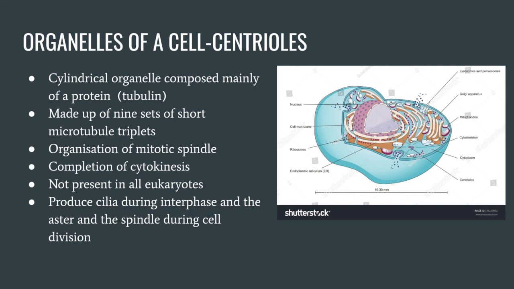The position of the centriole determines the position of the nucleus and plays a crucial role in the spatial arrangement of the cell. They are, however, not present in all eukaryotes. They are also responsible for producing cilia during interphase, plus the aster and the spindle during cell division.